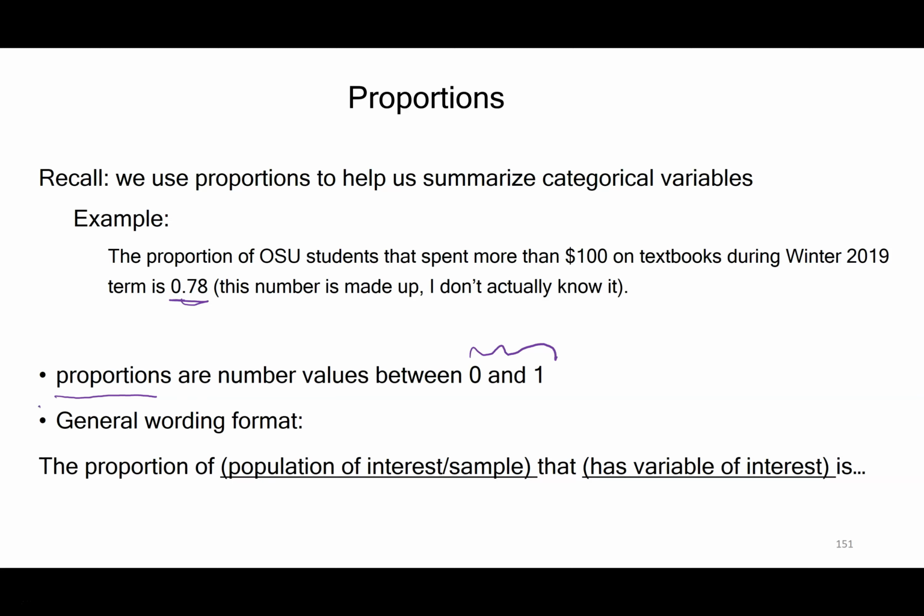So the general wording here, it is a little bit different wording than when you had a quantitative variable. The proportion of whatever your group of interest is, that, and then has a particular variable of interest, is, and then either like a number or a range of values. So the proportion of all U.S. adults that are registered to vote is blank.